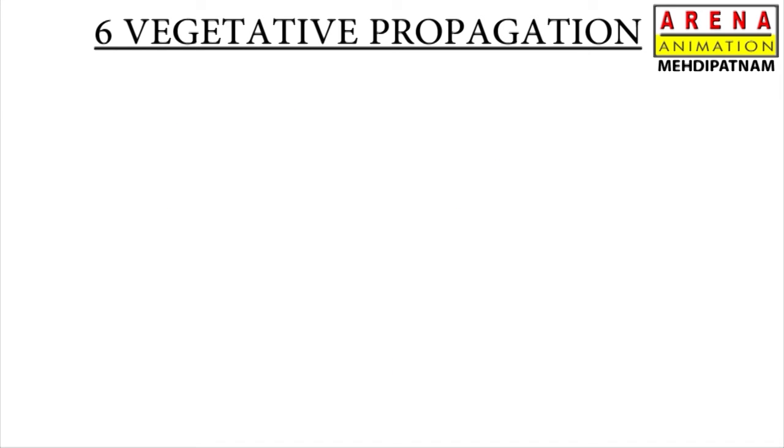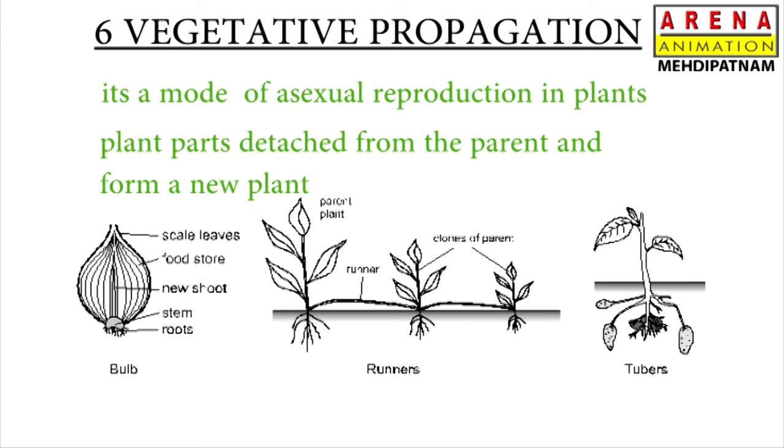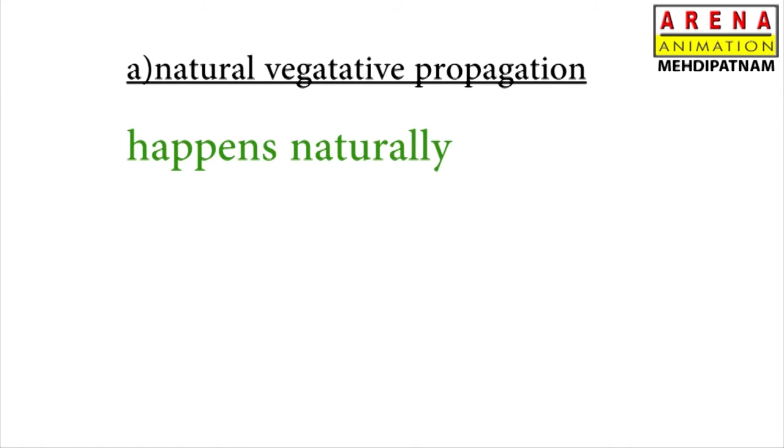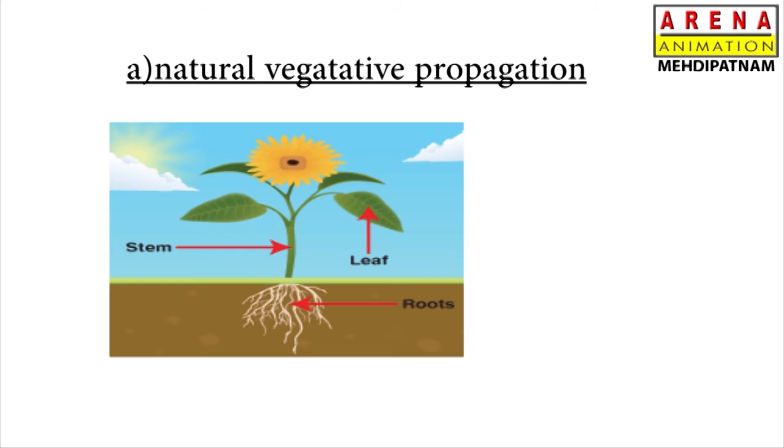Vegetative propagation. It's a mode of asexual reproduction in plants. Plant parts detach from the parent and form a new plant. Natural vegetative propagation happens naturally. This natural vegetative propagation happens with plant roots, stems, or leaves. These are the plant parts which get detached from the parent plant and form a new plant. This plant part detachment happens naturally by roots.